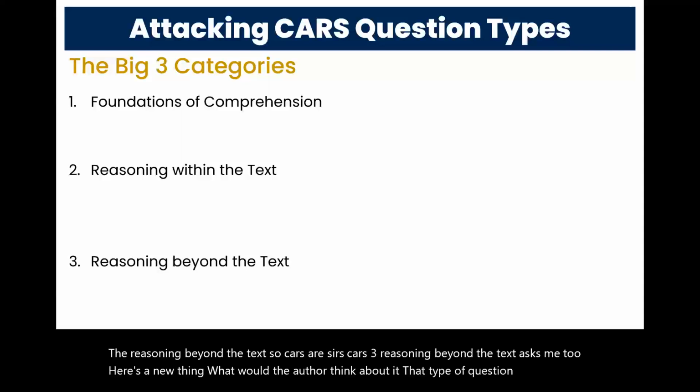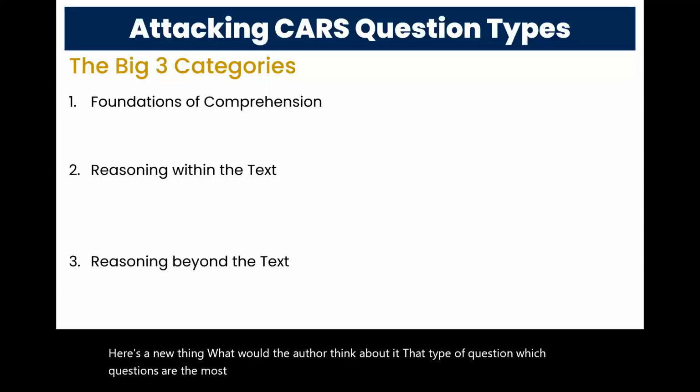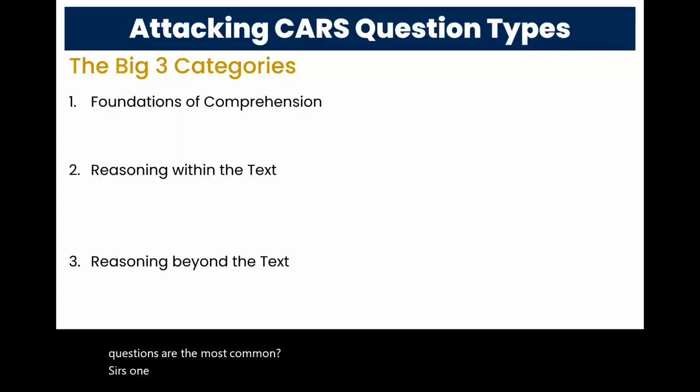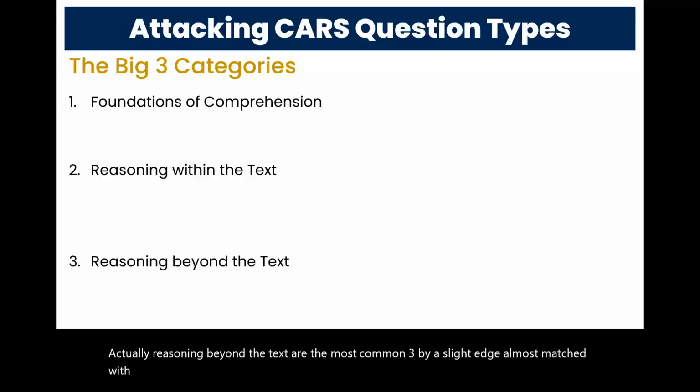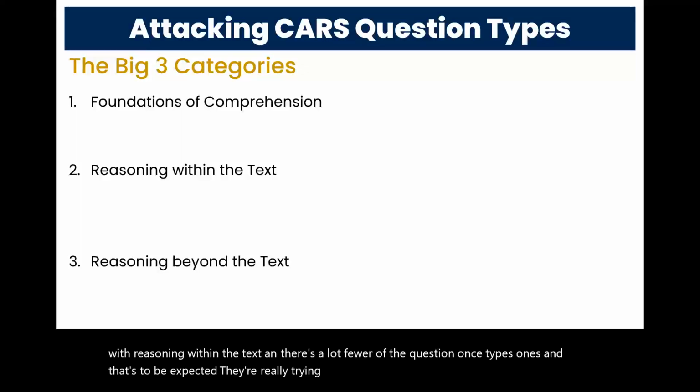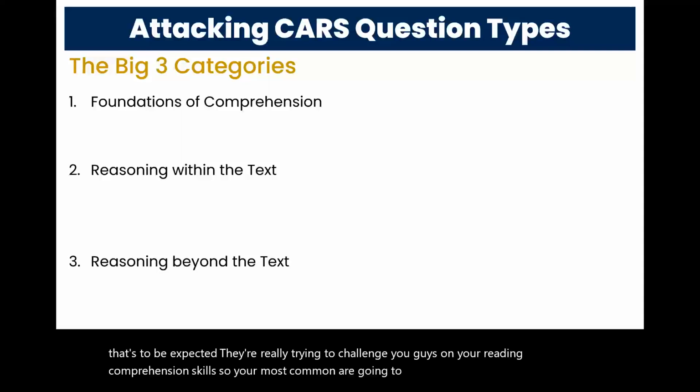Which questions are the most common? CARS 1, 2, or 3. Which ones are the most common? Actually, reasoning beyond the text are the most common, number 3, by a slight edge. Almost matched with reasoning within the text, and there's a lot fewer of the foundations type. And that's to be expected. They're really trying to challenge you on your reading comprehension skills. So your most common are going to be 3, then 2, then 1.